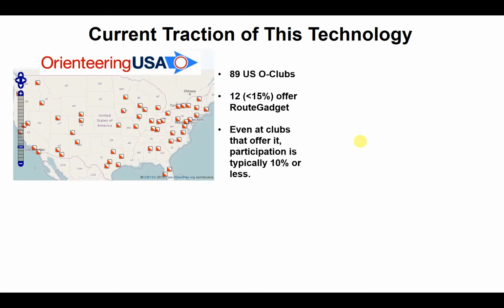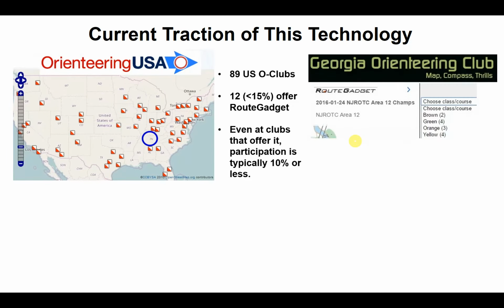And the thing is that even at clubs that offer this technology, participation in it is very poor. And the reason for that has to do with the fact that prior to Livelox, you had to have a dedicated GPS logger in order to record a track. So there was a financial barrier to entry as well as a technological one. You have to buy the logger and you have to know how to use it. So typically people would use it only infrequently.